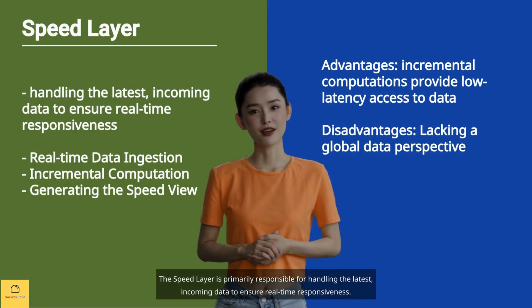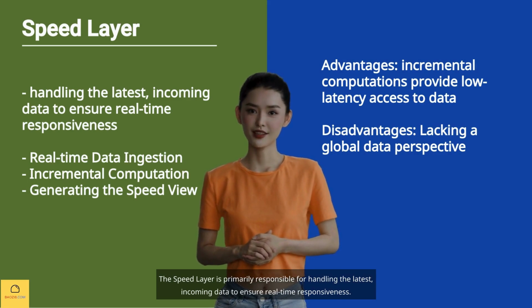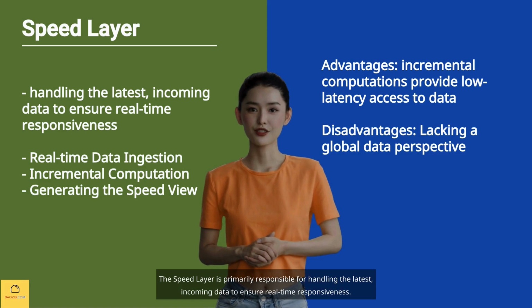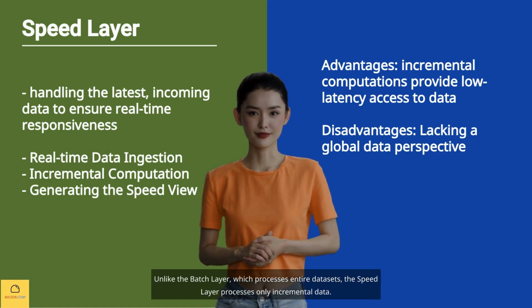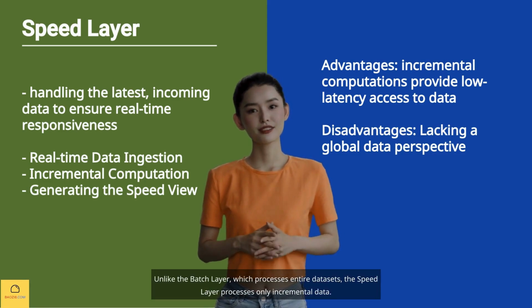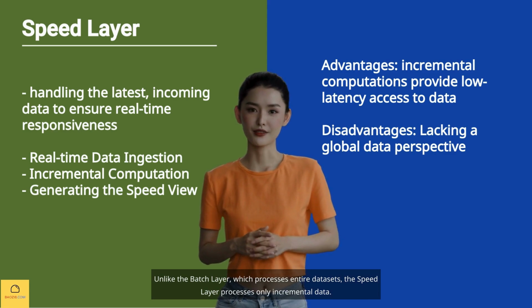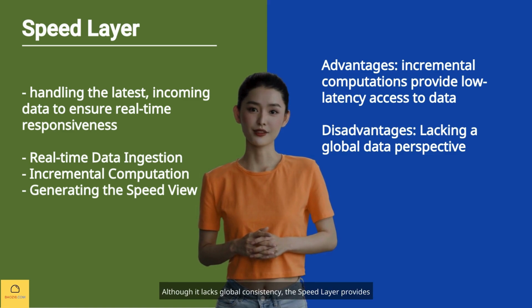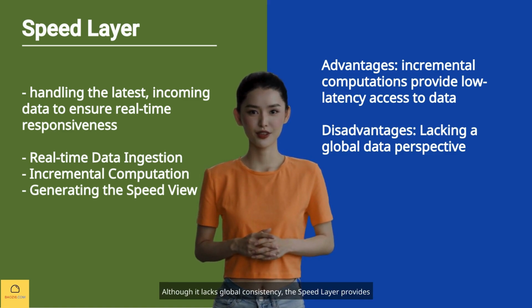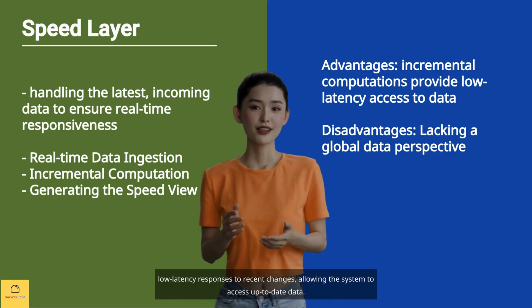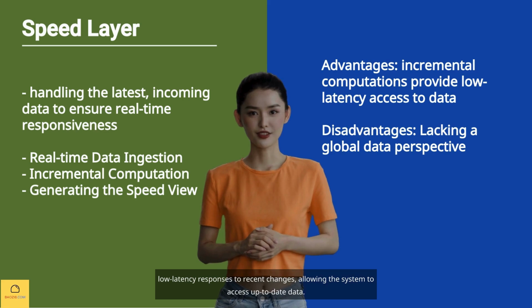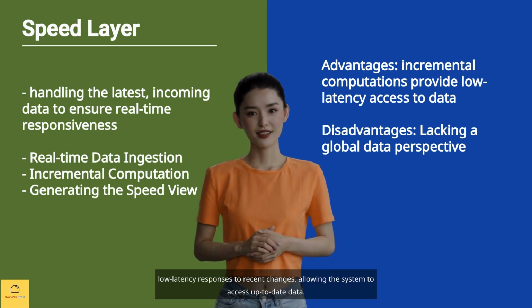The speed layer is primarily responsible for handling the latest, incoming data to ensure real-time responsiveness. Unlike the batch layer, which processes entire datasets, the speed layer processes only incremental data. Although it lacks global consistency, the speed layer provides low-latency responses to recent changes, allowing the system to access up-to-date data.